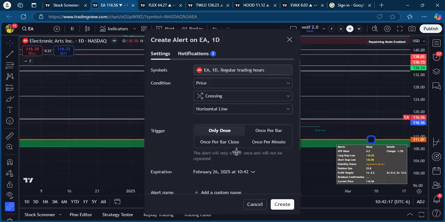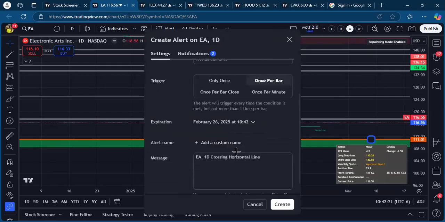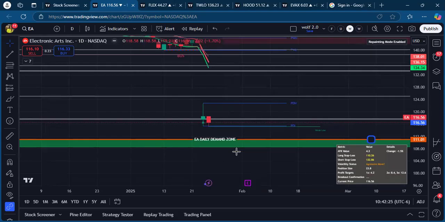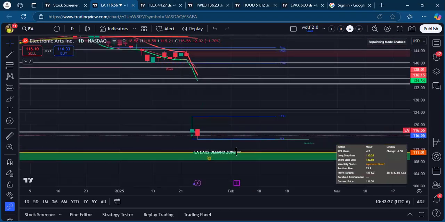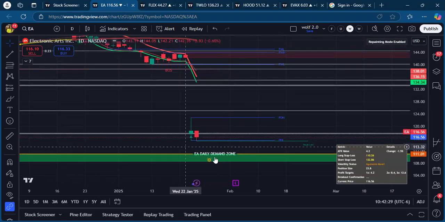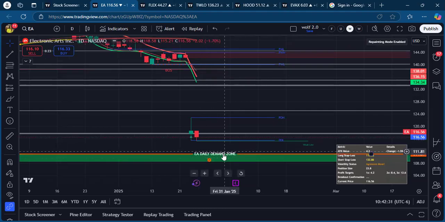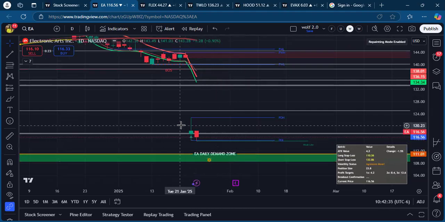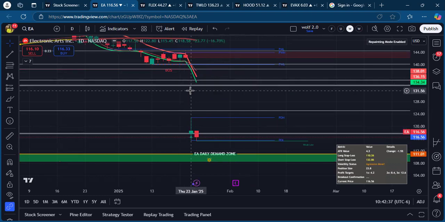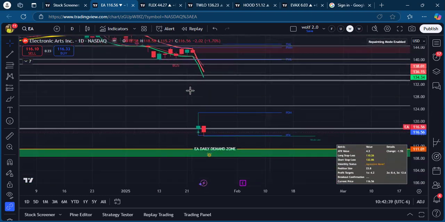Okay. I want an alert to tell me when it gets here. And then I just create that alert. So now I'll just be waiting for price to get here. I don't really need to do anything else. I will get a notification once we reach this area. My bet is that based on how we drop and where we are, if buyers don't jump in here, they're gonna wait till we get here.